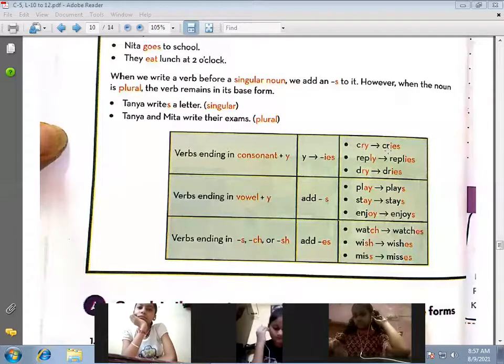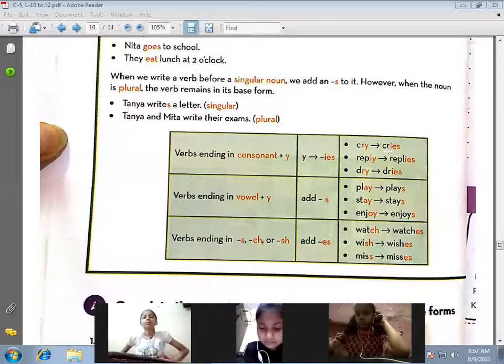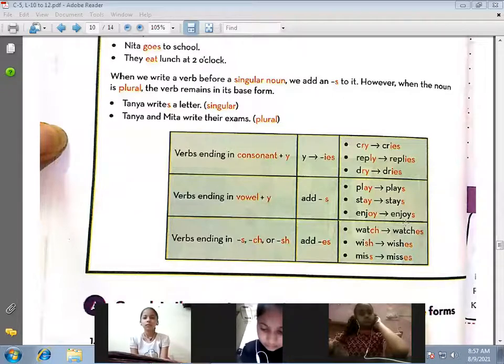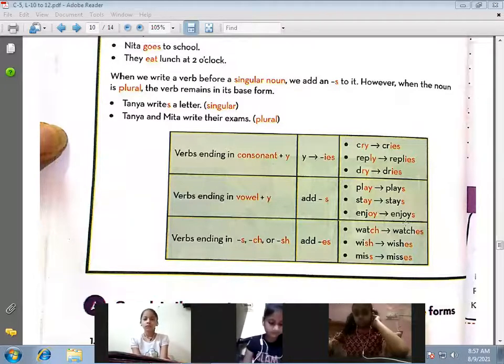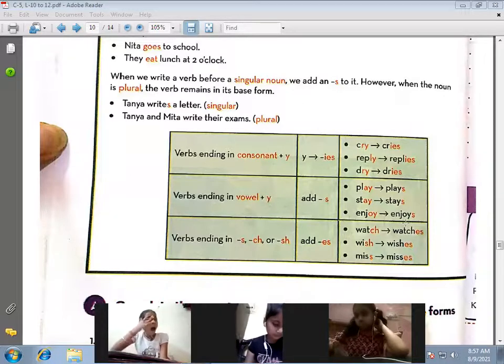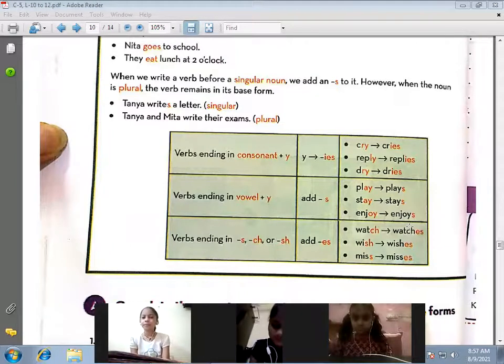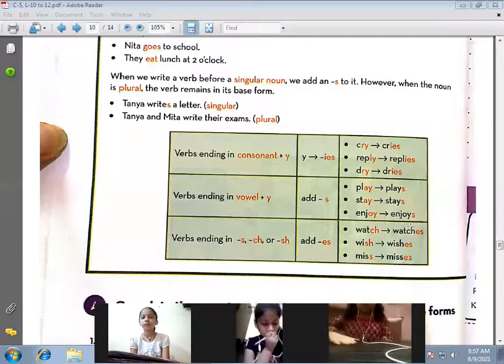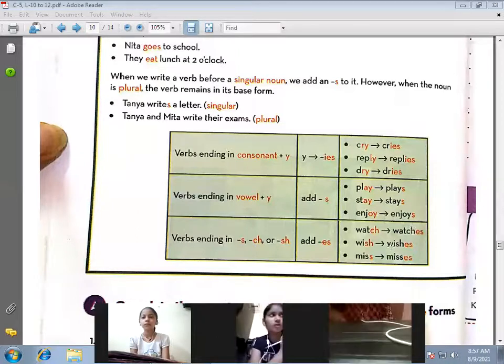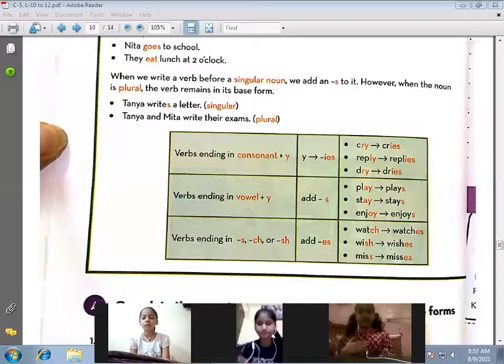If there is a vowel before the y, in that case, we will not change the y, we will only add s at the end. Like play will become plays, stay will become stays, and enjoy will become enjoys. So if there is a consonant before y, we will change the y into i and add es. If there is a vowel before y, we will only add s. And the verbs ending with s, ch, sh, after those verbs we add es. What we add? Es.